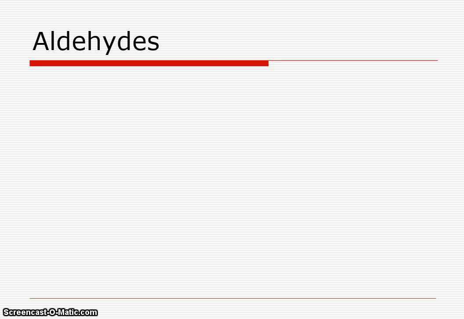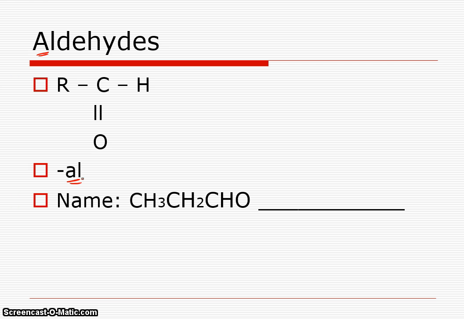Our next group is aldehydes. Aldehydes have a chain of carbons and then a carbon with a double bonded O and then an H. The ending is -al. So let's go ahead and name this group here.